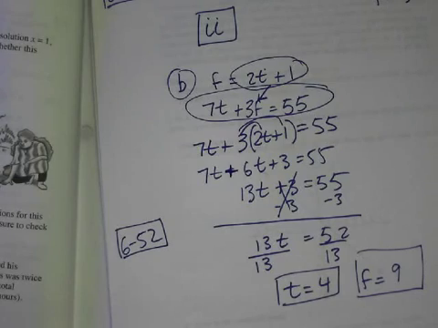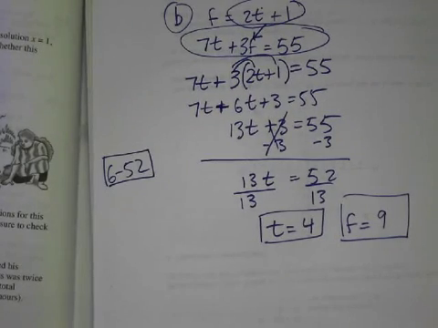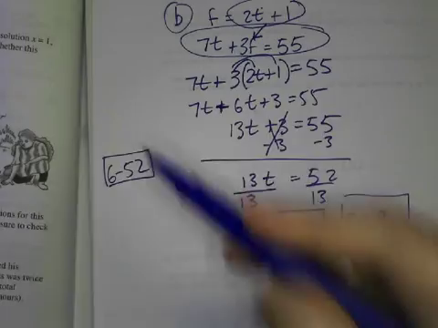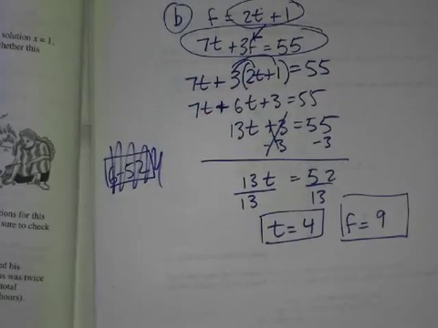Good job, we just solved it. Is that all? Is there a C? Nope. That's it. Okay. Oh, don't be thinking that's 6-52. It's not.